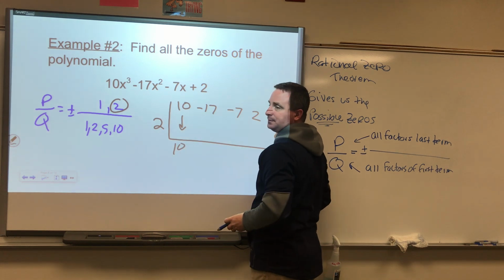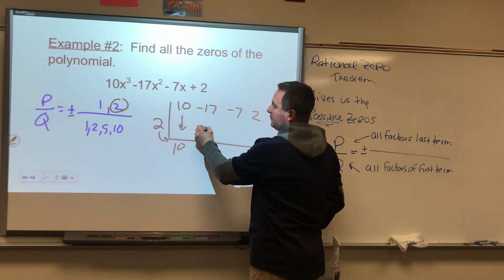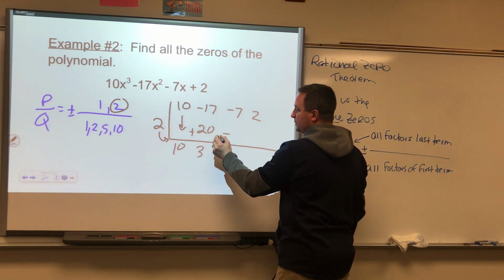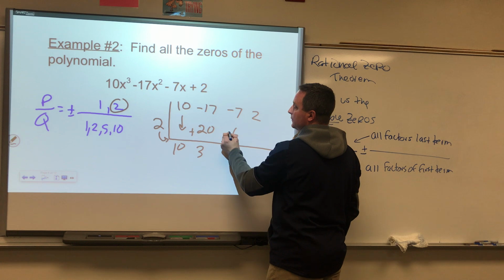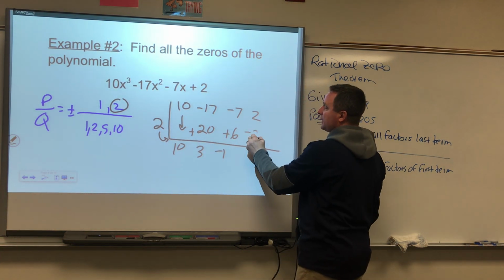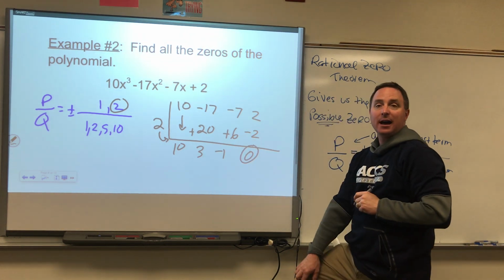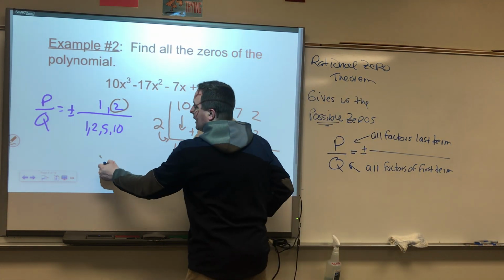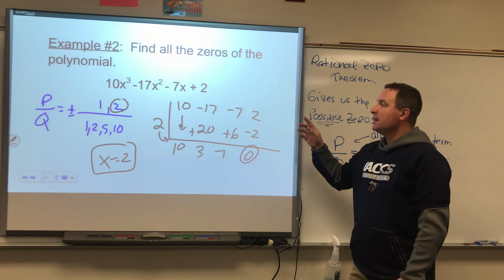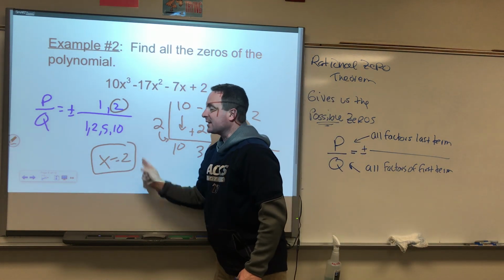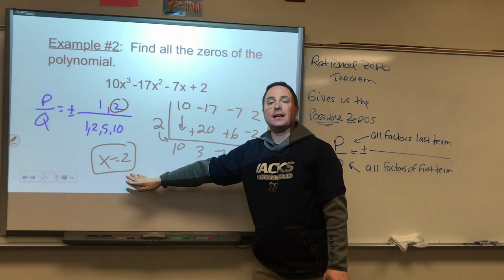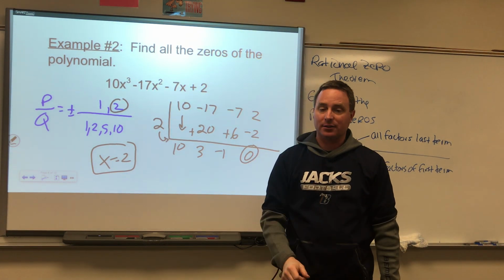If I drop down my 10, I multiply, just 20, and then I add. That's 3. That gives me positive 6. And then I'm going to add, I'm going to get negative 1. 2 times negative 1 is negative 2, and yay, it worked. So that tells me x equals 2 is a solution. And when you guys do your homework and things, make sure you write x equals 2 somewhere. Okay, I can see it here, but write it somewhere so I know where my solutions are. I can tell where your answers are.